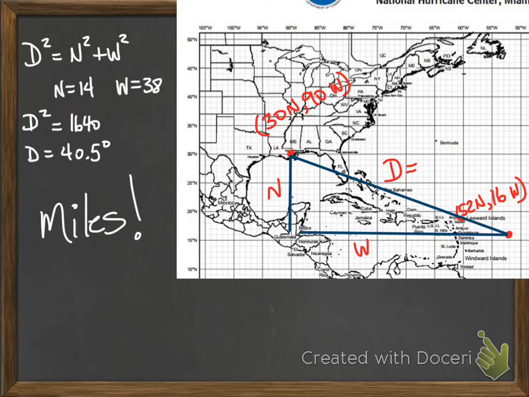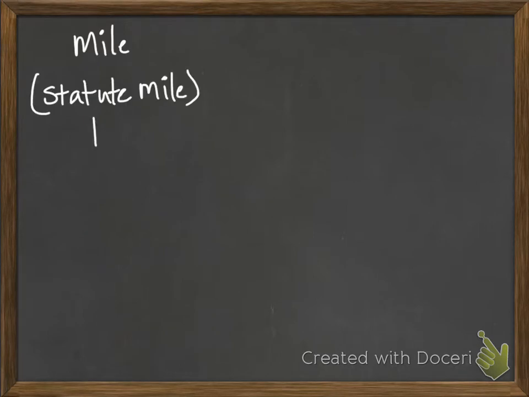Okay. So let's talk about miles and hurricane tracking. So there are two different kinds of miles. So we have land miles, which are also called statute miles. So a statute, of course, is just like a law or regulation. So a land mile, which is called a statute mile, is like a regulation length mile. So this was established by some regulation at some point in time, and they said, okay, a mile is 5,280 feet.